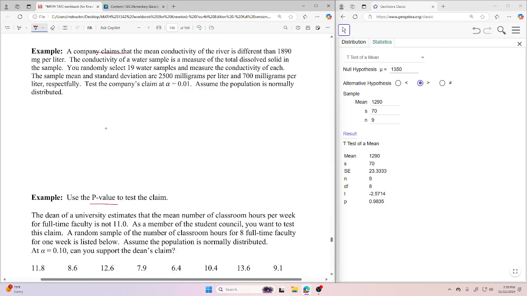Company claims. Pause. No, I'm just joking. We got to keep going. Is different than that much. So then we got a mean, 1890. It says different, which is not equal to, versus equal to. This is my claim down over here. I should probably have written that a little better.